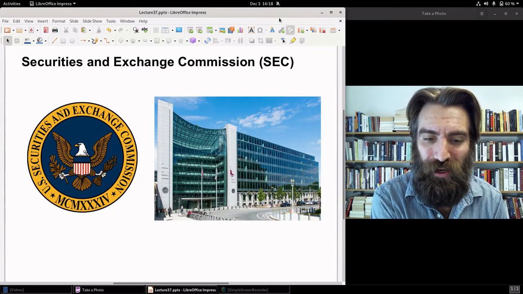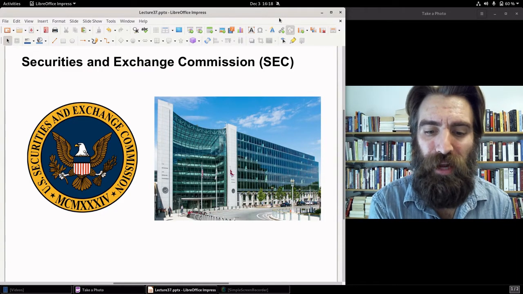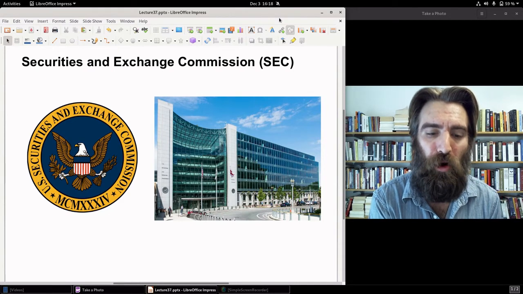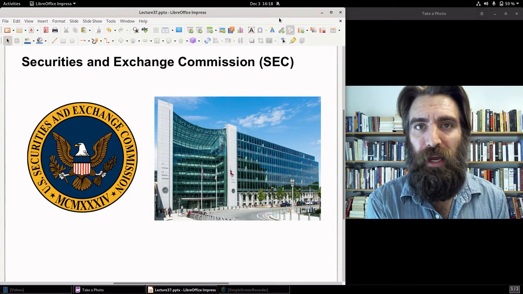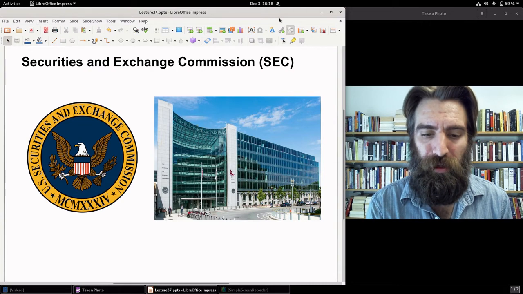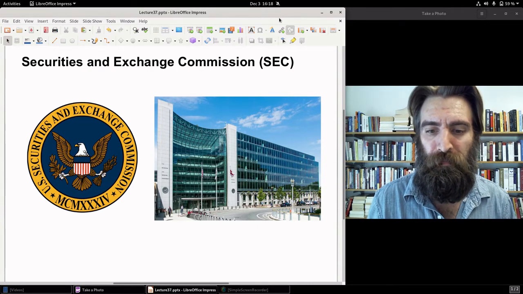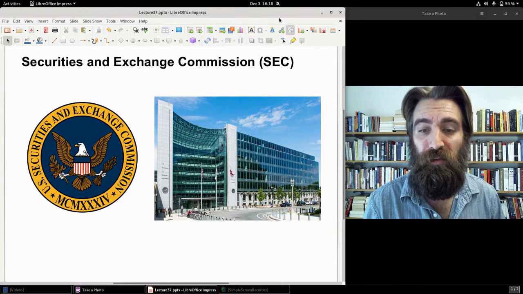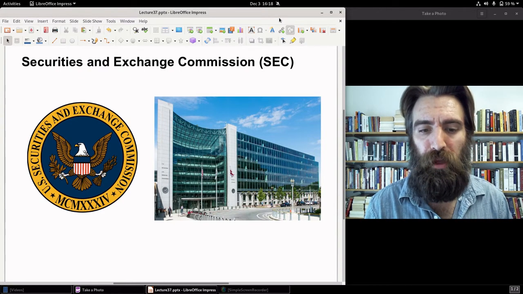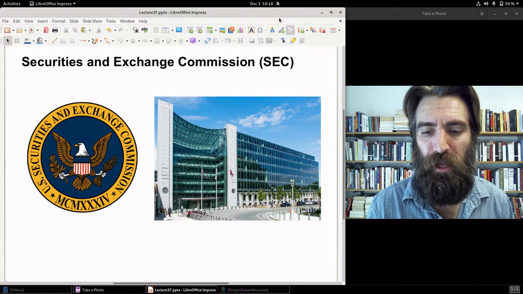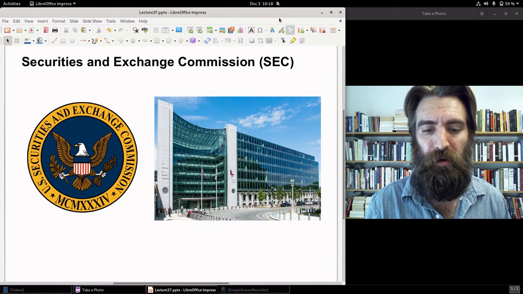For example, the chairman of the SEC from 1993 to 2001 was a man named Arthur Levitt. He later served, after his term at the SEC, as a policy advisor to Goldman Sachs. And since 2001 has been a senior advisor at the Carlyle Group, a multinational private equity and financial services corporation.